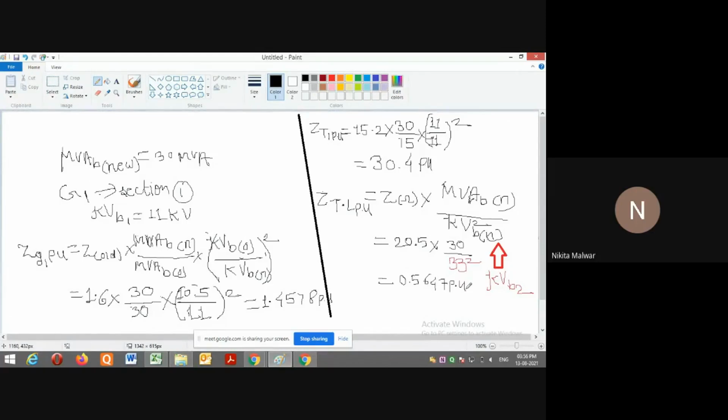Now let's move forward to finding the per unit impedance of load A. Have you written it? Shall I erase it? Yes, ma'am.